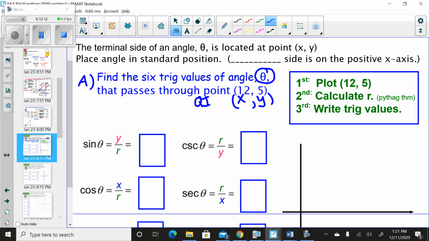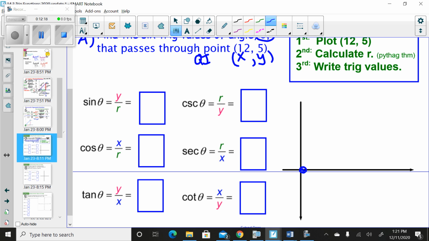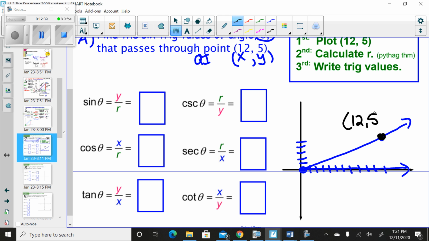So to place the angle in standard position, the initial side always has to be on the positive x-axis. So let's draw this angle. They're talking about an angle that starts here, and its terminal side goes through the point (12, 5). So I'm going to count 1, 2, 3, 4, 5, 6, 7, 8, 9, 10, 11, 12, approximately, and 1, 2, 3, 4, 5. So its terminal ray is going to go through the ordered pair (12, 5) in quadrant 1.